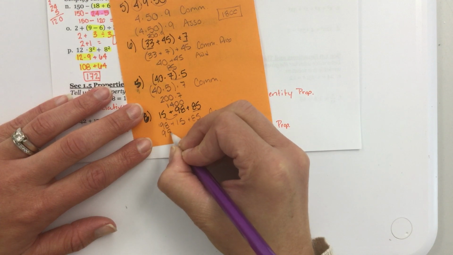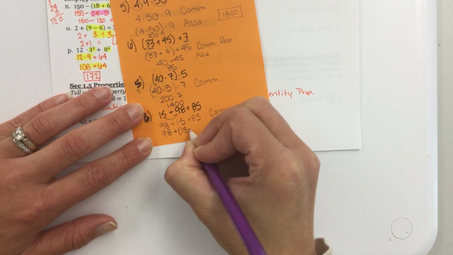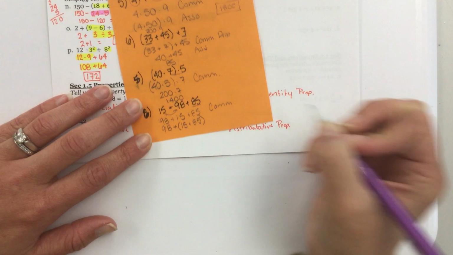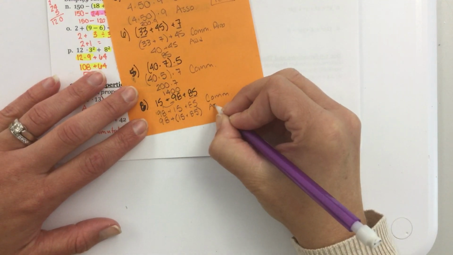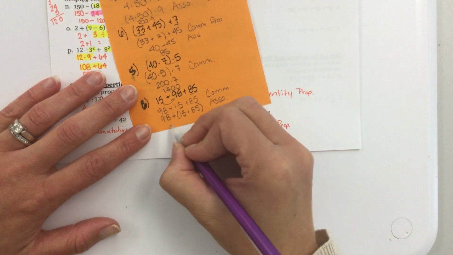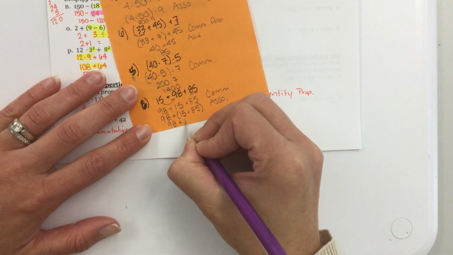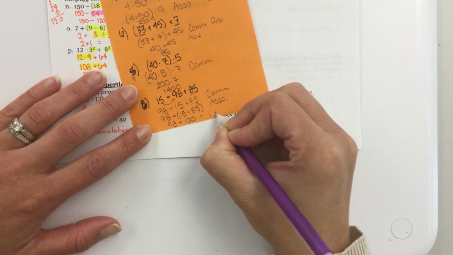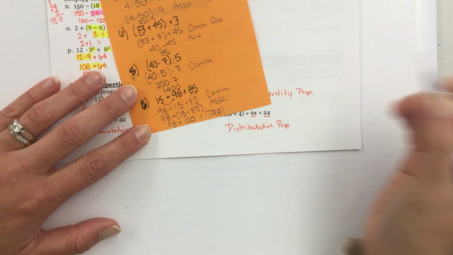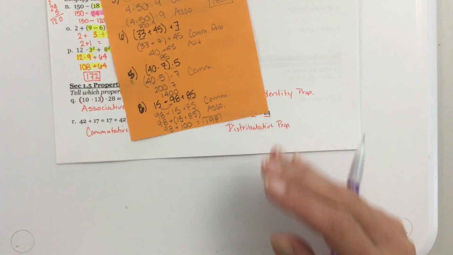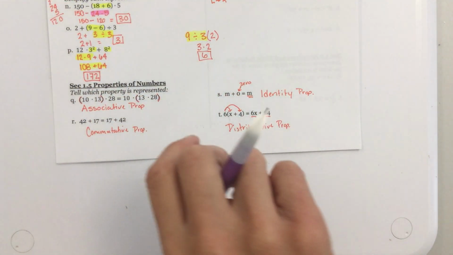And then I know that you guys do this just mentally, but this is just showing you how we use those properties. This is the associative property. So this would be 98 plus 100, which gives us 198. So a lot of people had questions on this section, so I hope that explains that a little bit more.